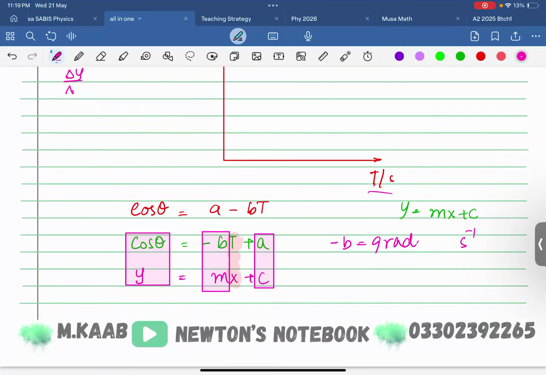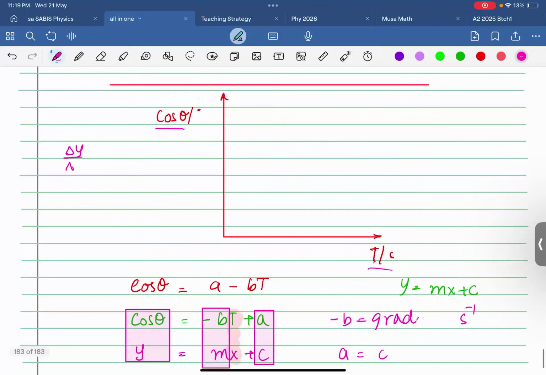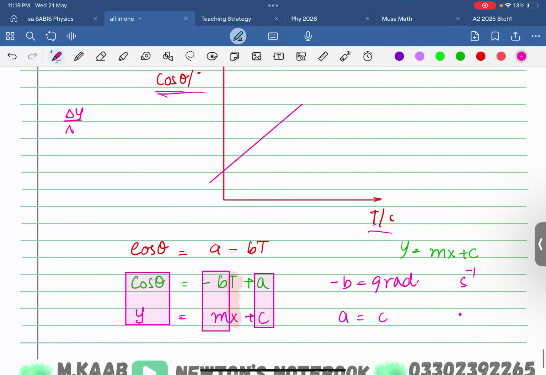And for the y-intercept, a is basically your y-intercept, sorry, which is c in the general equation. The y-intercept has the unit of just theta, or just degrees. So just put degrees on, or if you don't want to, just ignore it. So this is how you solve it.